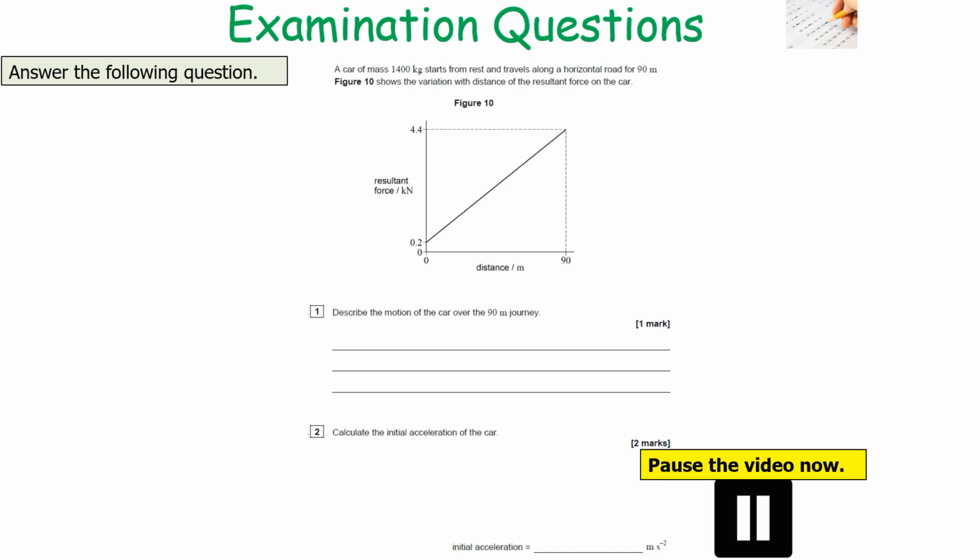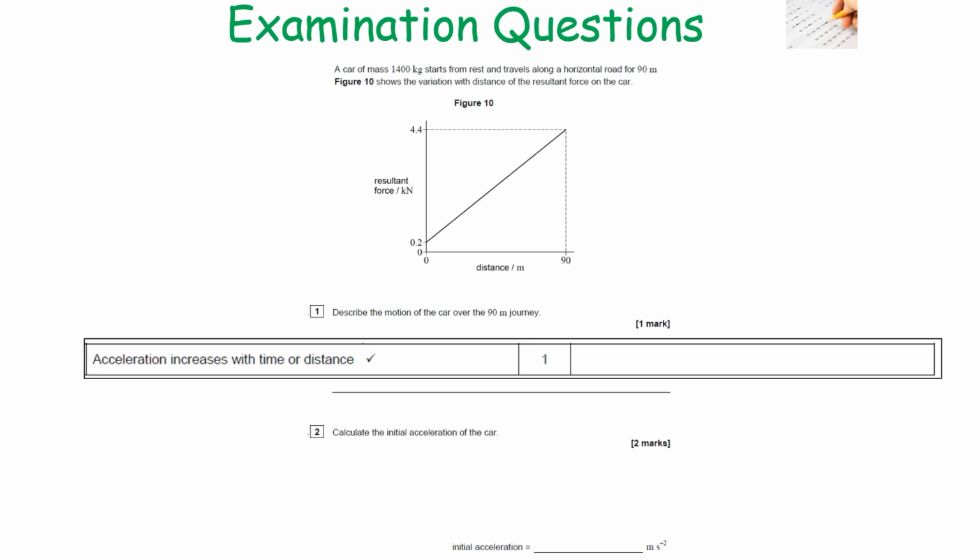Our next question says, a car of mass 1,400 kilograms starts from rest and travels along a horizontal road for 90 meters. Figure 10 shows the variation with distance of the resultant force on the car. Describe the motion of the car over the 90-meter journey and calculate the initial acceleration of the car. So pause the video now, then unpause the video when you want to go through your answer.